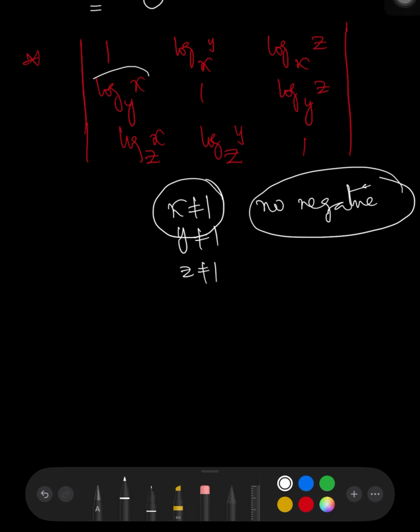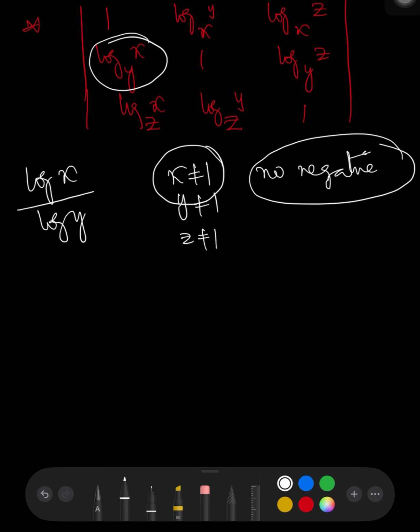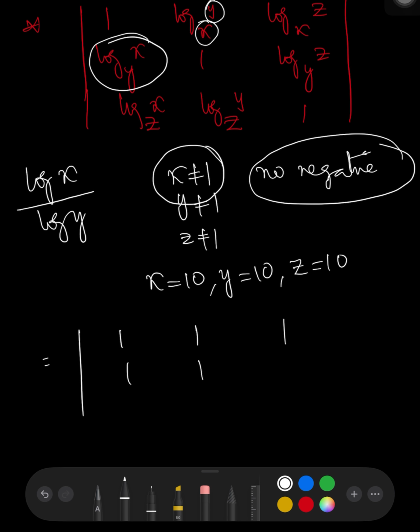We know that log x to the base y is nothing but log x by log y. If you substitute y equal to 1, log 1 will become 0, and we will get 0 by 0 form. So I will take some different values: x equal to 10, y equal to 10 and z equal to 10, so that 10 to the base 10 is nothing but 1. Here all the rest of the elements also will become 1, because if I substitute 10, this will become log 10 by log 10, so 1. So all the rows and all the columns are equal, so the determinant value is 0.